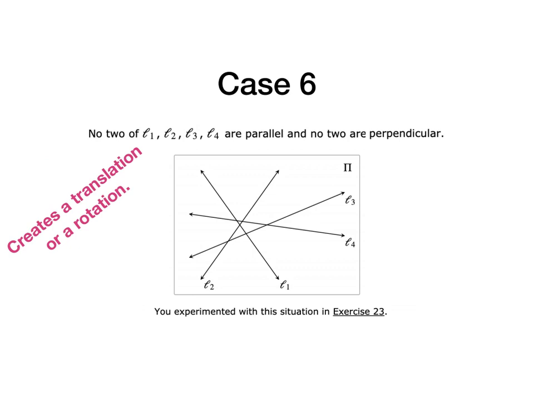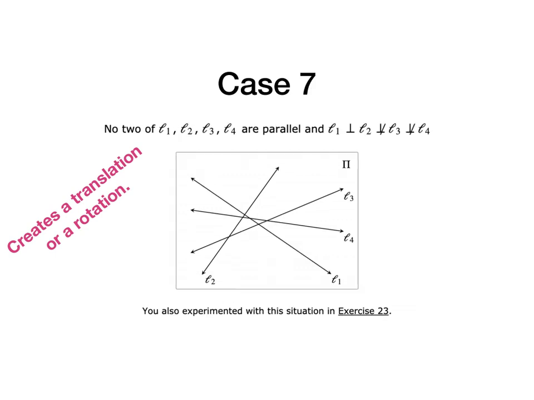And 6th case, I have all 4 lines, none of which are parallel, no 2 of which are perpendicular. And we experimented with this in exercise 23. And this also creates either a translation or rotation depending upon the order in which you do the reflections. And the 7th case, same thing, results in a translation or a rotation. Depends on the order in which you do the reflections. No 2 of these lines are parallel, and I have exactly 1 set that is perpendicular.